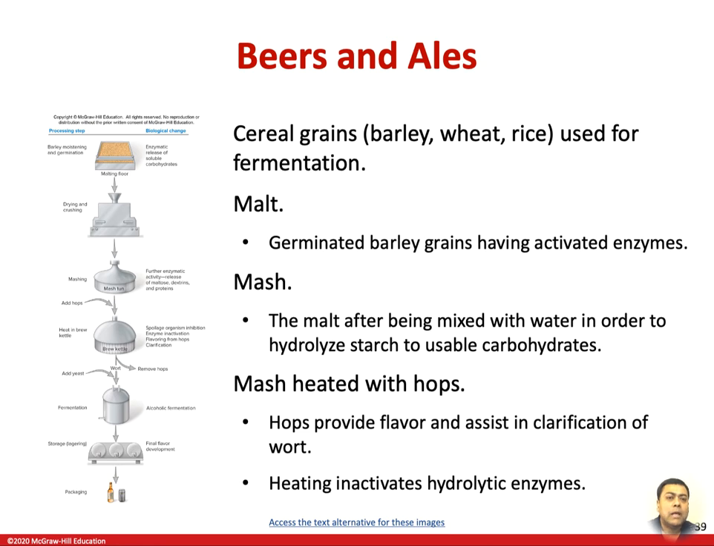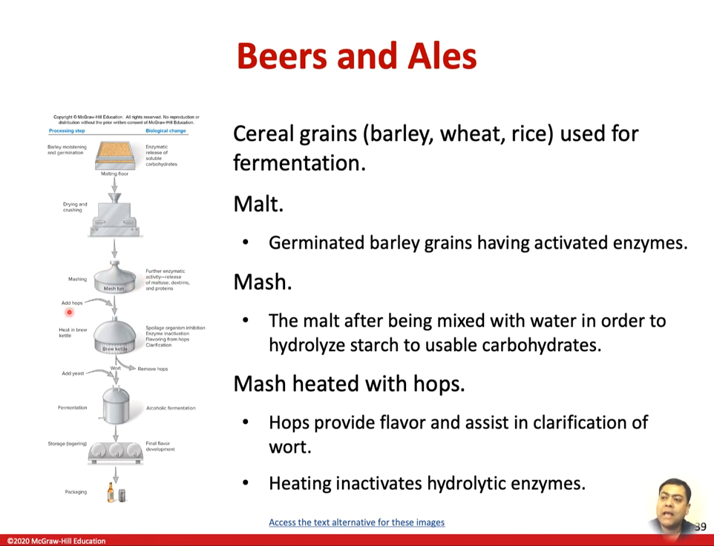So next is how beers and ales are made. The starting materials are cereal grains like barley, wheat, and rice used for fermentation. The first thing is the malt, which is germinated barley grains having activated hydrolyzing enzymes. Once this barley is moistened and germinated, it is dried, crushed, and put in a mashing container. In the mashing container, further enzymatic activity releases the maltose, the dextrin, and the proteins.